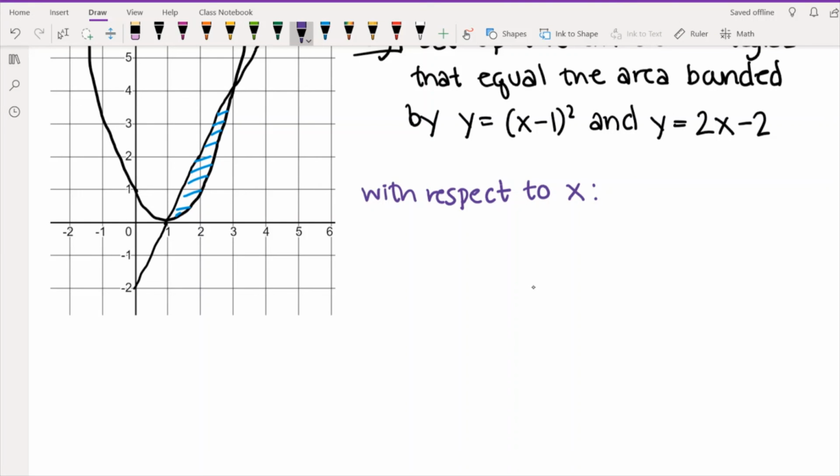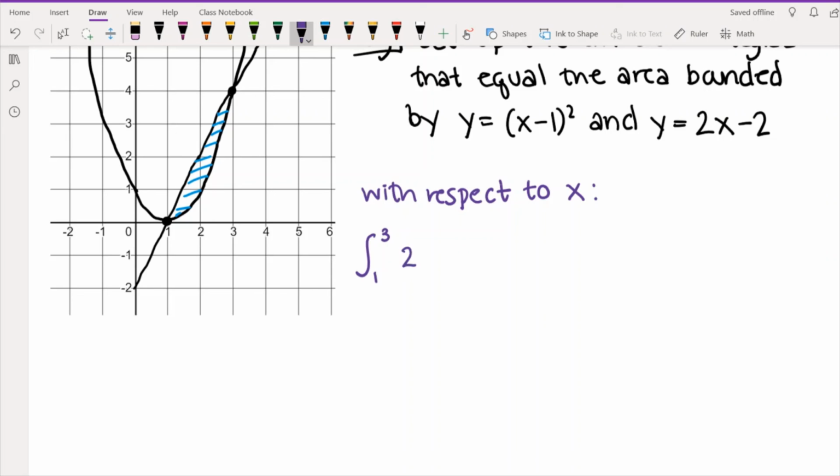Well, we would be doing the integral from, so we want to look at what is our leftmost point. And so our leftmost point is 1. And then our rightmost point would be 3. So we'd be doing the integral from 1 to 3. And so our top function would be y is equal to 2x minus 2.